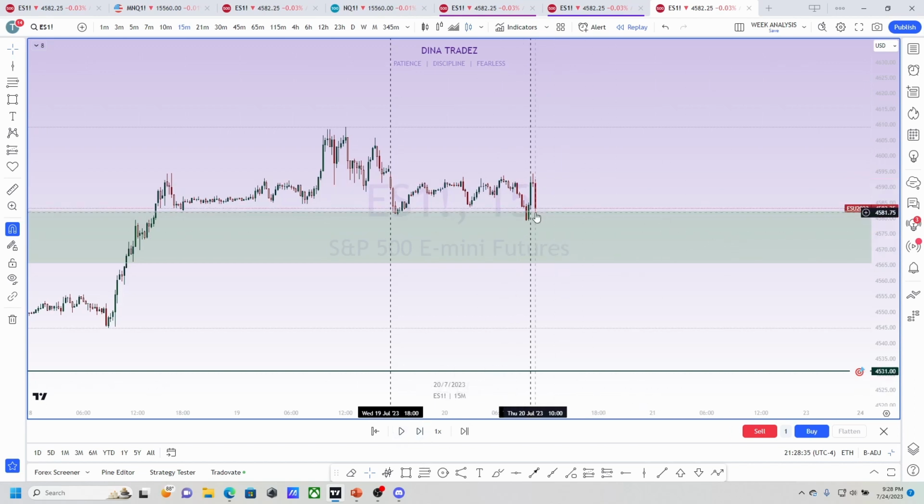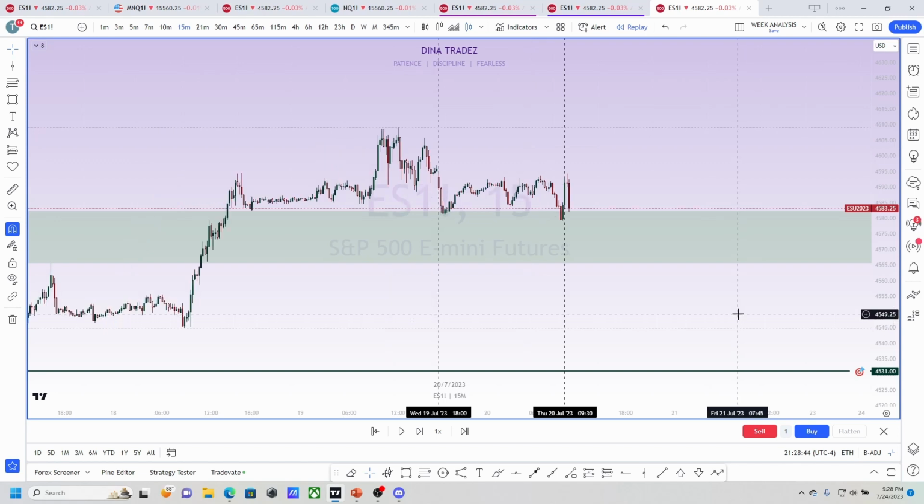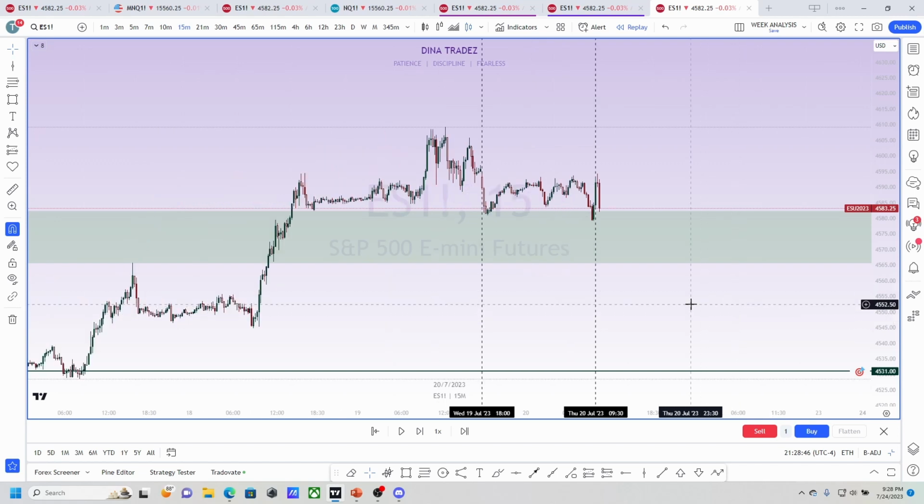I won't consider this fair value gap, the one you shaded green, as a bullish sign. I would never. That's not a bullish sign at all.